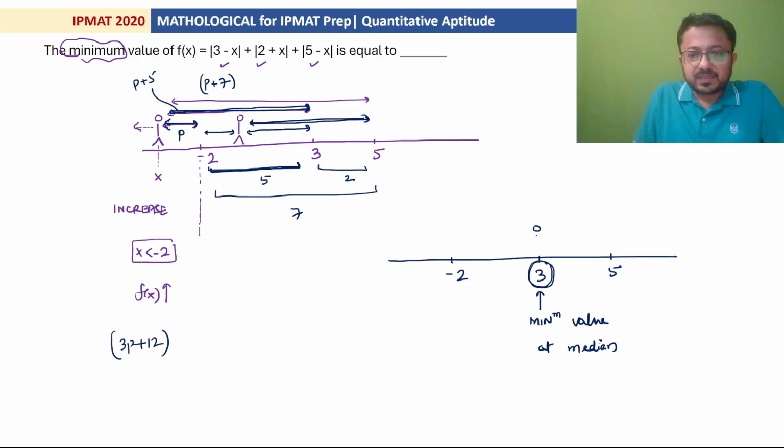अगर मीडियन पे x खड़ा होगा, तब टोटल डिस्टेंस क्या होगा? डिस्टेंस फ्रॉम -2 विल बी दिस वैल्यू, डिस्टेंस फ्रॉम 5 विल बी दिस वैल्यू, एंड डिस्टेंस फ्रॉम 3 इज इक्वल टू 0, क्योंकि 3 पे तो खड़ा ही हो. ठीक है, सो distance from -2 will be equal to 5, distance from 5 will be equal to 2, so total distances का सम आ जाएगा equal to 7, and this will be our minimum value of the function.